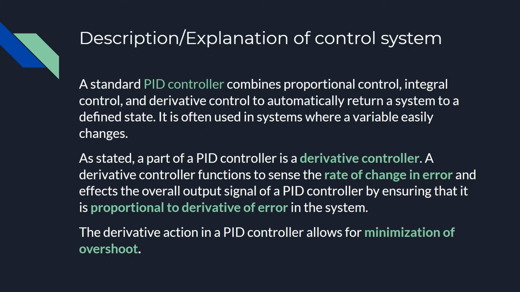So a differential control system is actually part of a PID controller, which stands for proportional control, integral control, and derivative control. It's used in systems where there are variables that can change, and it will move them back to a certain set defined state. Specifically, a derivative controller functions to sense the rate of change within the error in the system and affects what the output of the PID controller will be, making sure it's proportional to the derivative of the error within the system. This is important because it allows for minimization of overshoot by keeping the output near the defined set state.